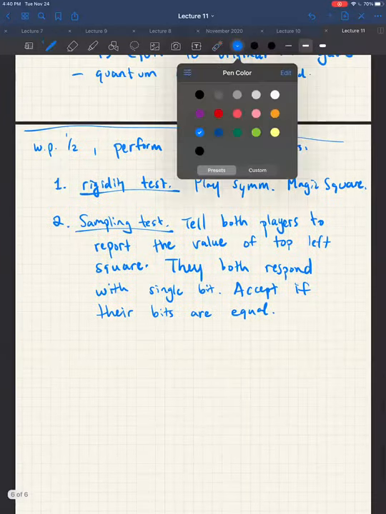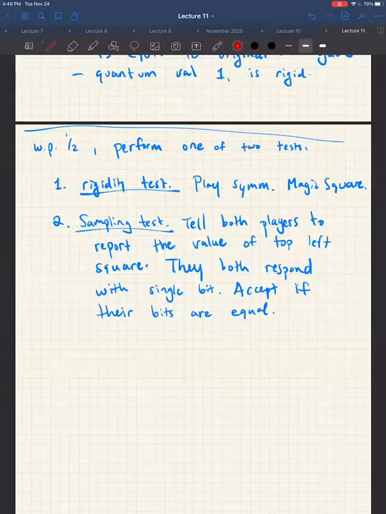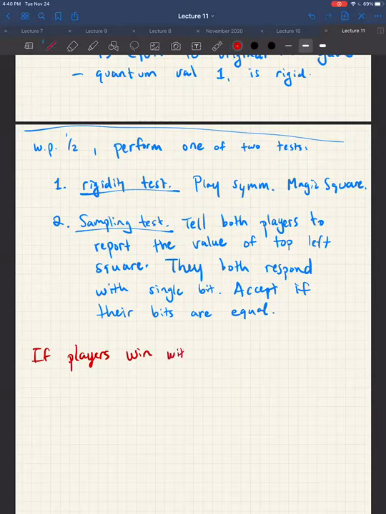Okay, so let's write that down. If the players probably only requires a minor modification, but just looking at these 2 tests, wouldn't the very fact that they're getting a question about the top left corner tell them that they're very likely in the sampling test?